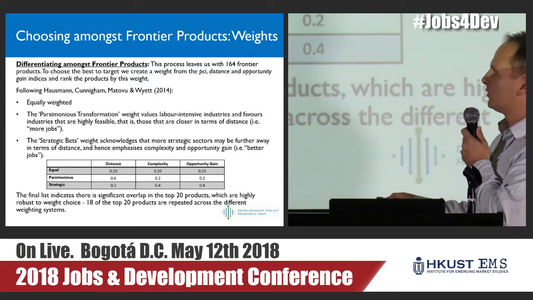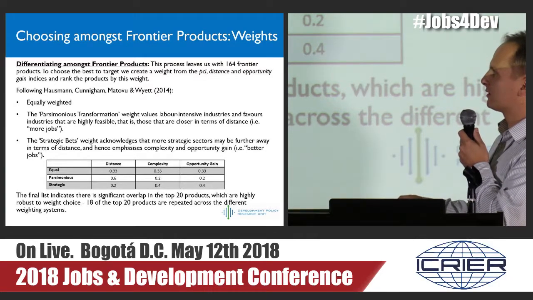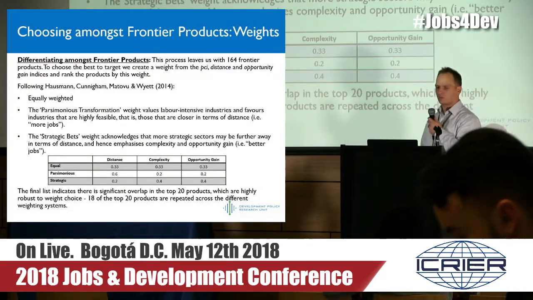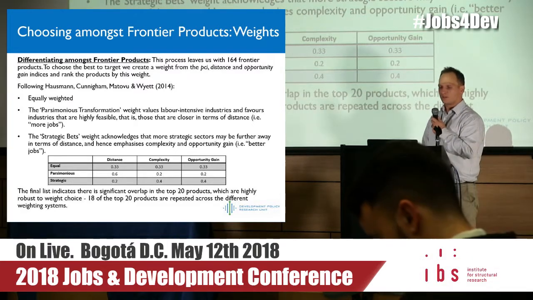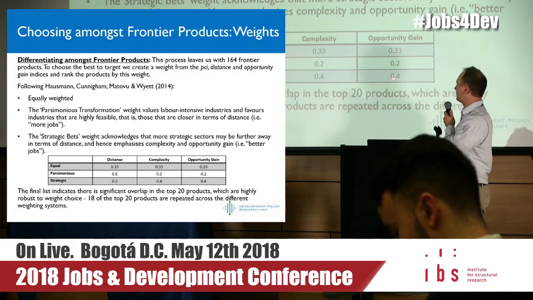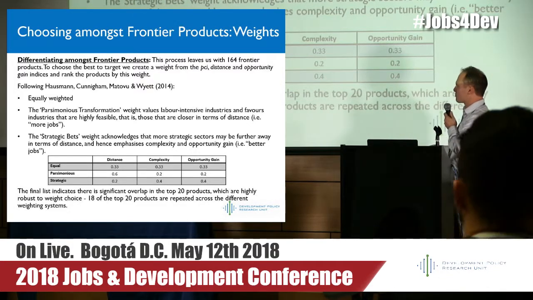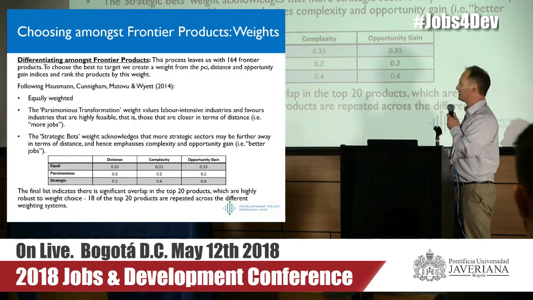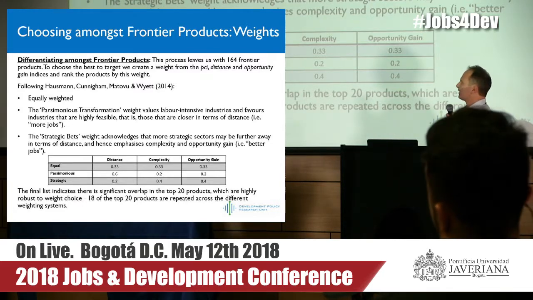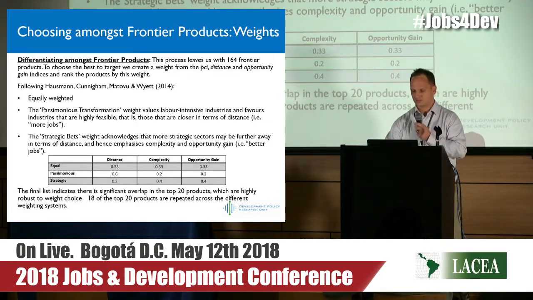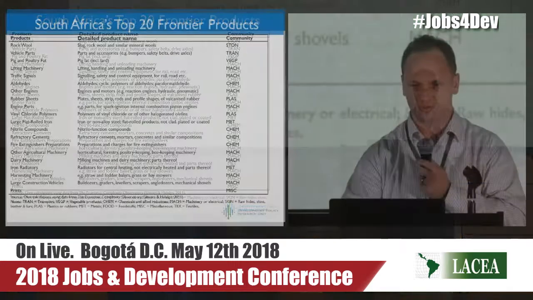In that sense, you weight distance more highly relative to complexity and opportunity gain. The strategic bet weight acknowledges more strategic sectors that may be further away in terms of distance, but emphasizes complexity and opportunity gain. And what we found is that across these different weights, there's quite a strong overlap. 18 out of the top 20 products are repeated across these three weights. And so that suggests that looking at those top 20 products is fine. We've got a good top 20, I suppose.